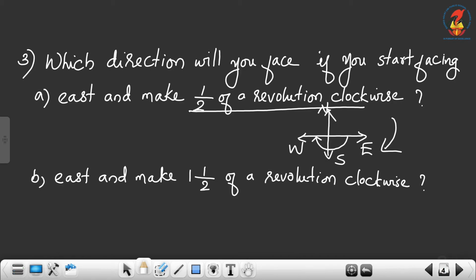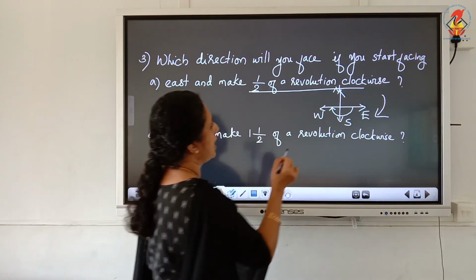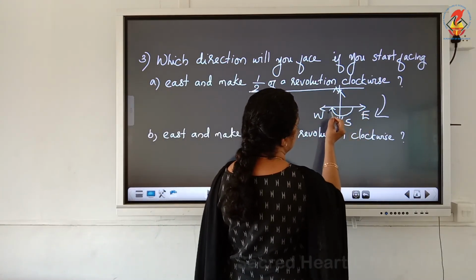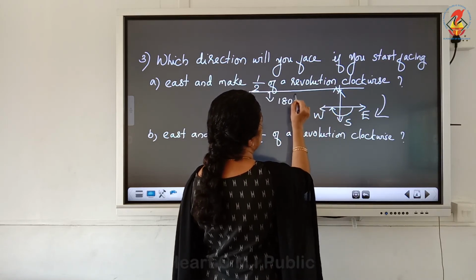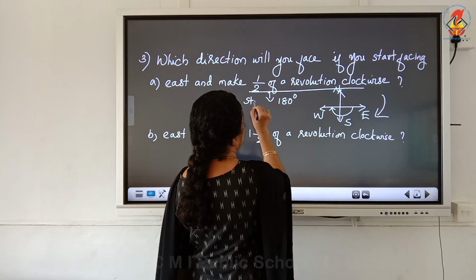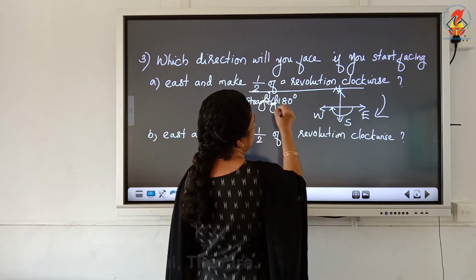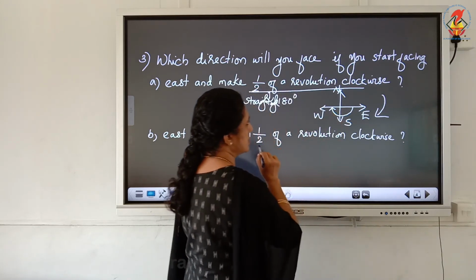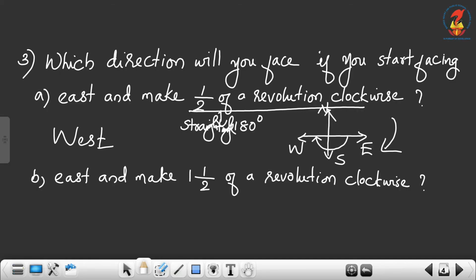So, which direction will you face if you start facing east and take half of a revolution clockwise? Half of a revolution means the angle turned will be a straight angle, and if you take a straight angle turn, you will reach west. So what is the answer? You will reach west.